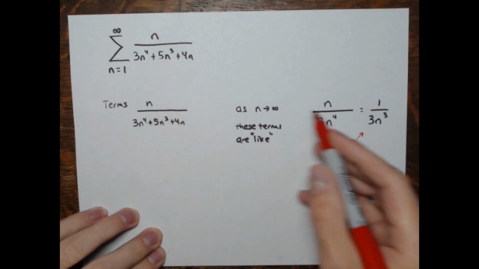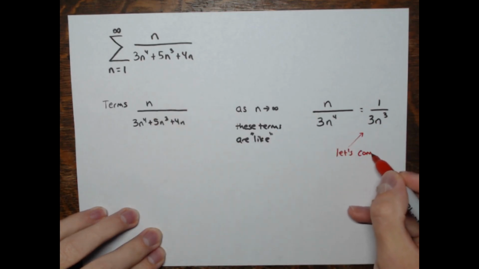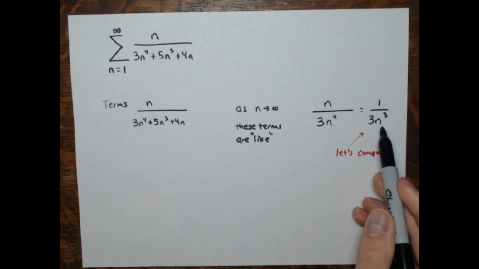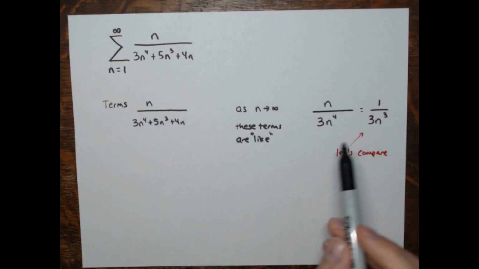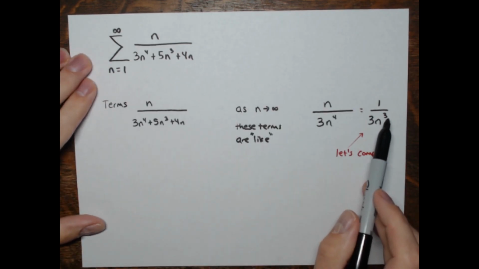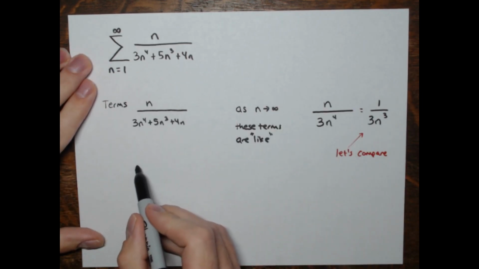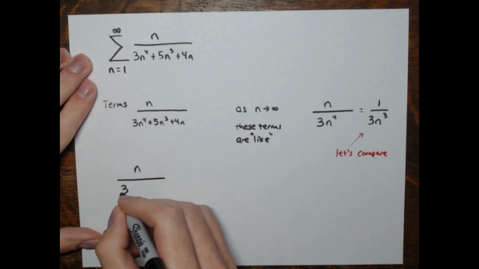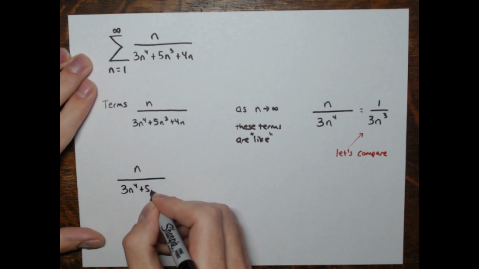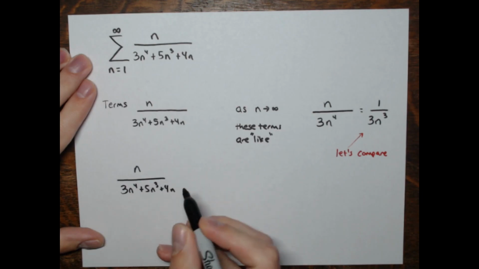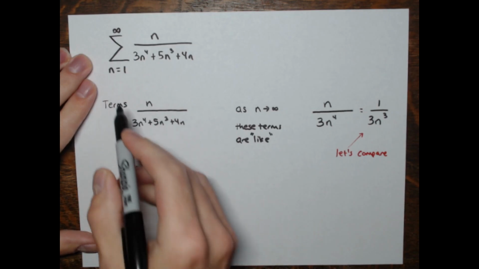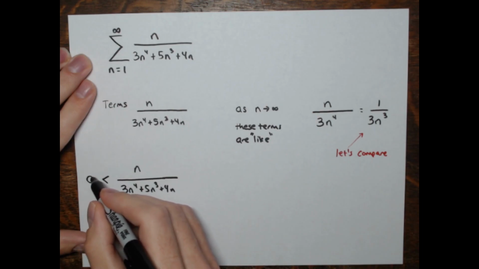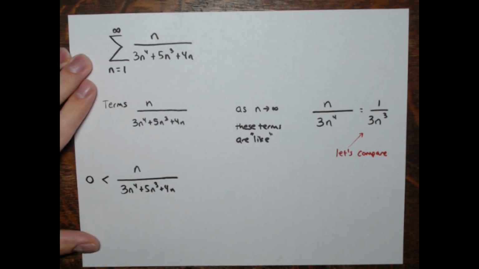Let's compare our series to this series. Now, this is actually just a multiple of a p series. Now, I'll get a little inequality going on here. The terms of this sum, n over 3n to the fourth plus 5n cubed plus 4n. Since n is 1 or greater and there's a bunch of addition here, this will always be positive. Right? This will never be under 0.